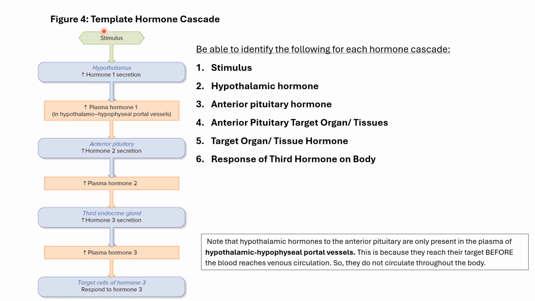So you have to write down here what is the stimulus, the name of the hormone which was secreted by the hypothalamus, and then the name of the hormone which is secreted by the anterior pituitary, and then the name of the hormone which is secreted by the third gland, and then the target cells. What are the target cells? So you have to fill these. You can take help from your Pearson e-text.